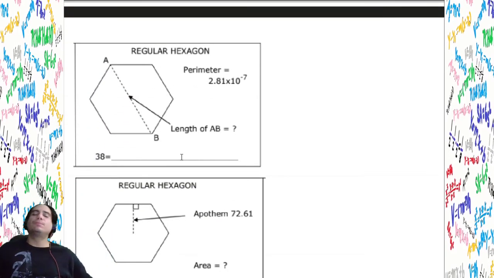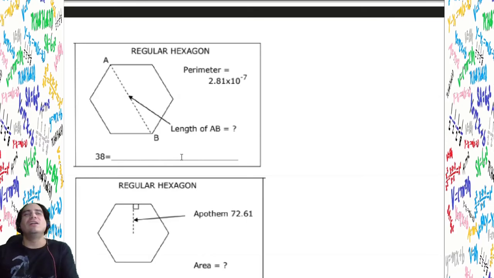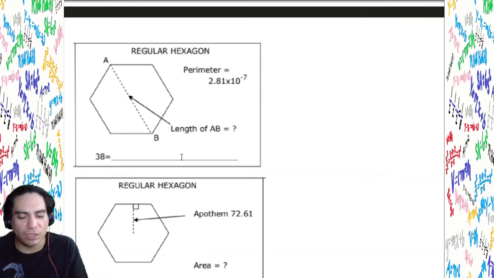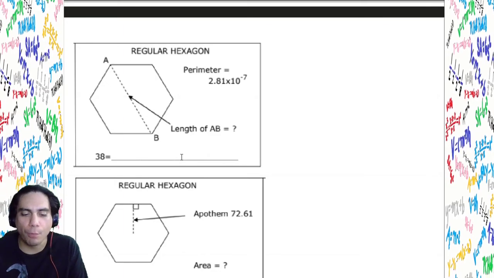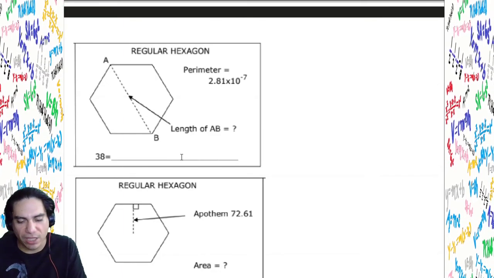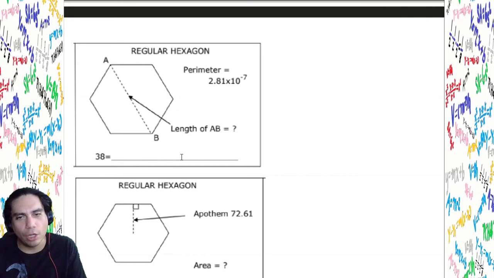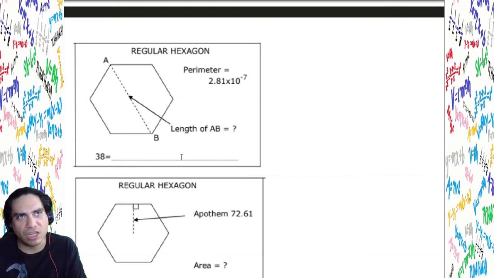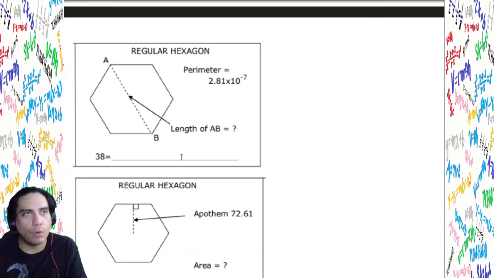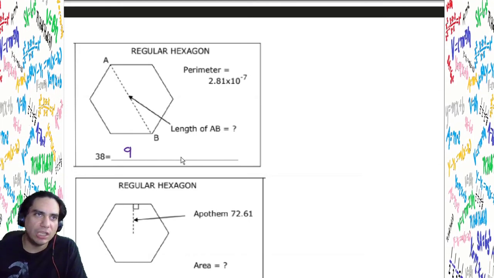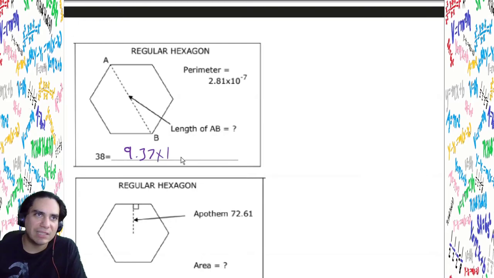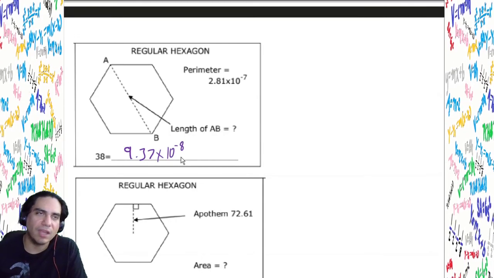All right, so this is pretty much the same problem. We're looking for the length of AB. We're looking for that opposite vertices connecting to each other. They gave us the perimeter, 2.81 times 10 to the negative 7th power. And we're going to go ahead and divide that by 3. We divide it by 3, and we end up with 9.37 times 10 to the negative 8.